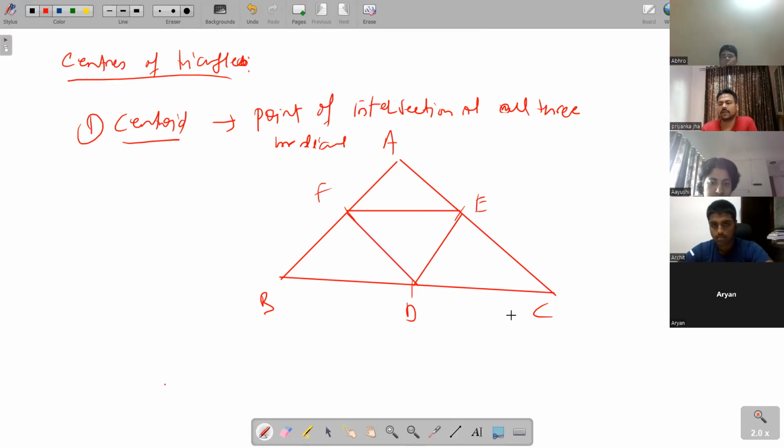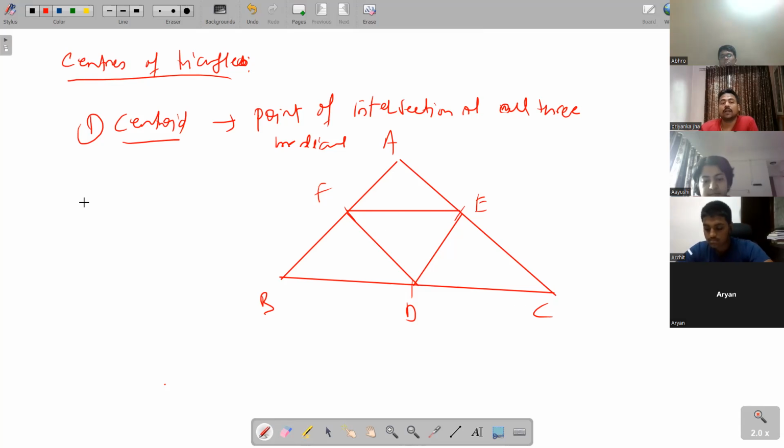Archit said that he will not comment. I see, agreed, she will comment. I think it has the same centroid as ABC. How? Maybe by midpoint theorem we can prove it. Yes, very good.